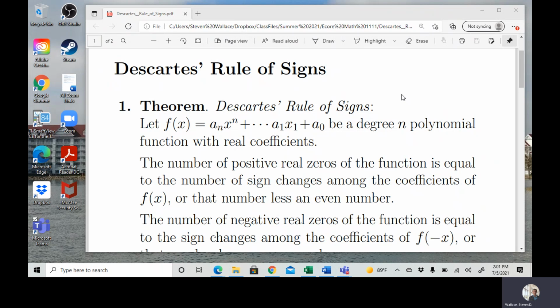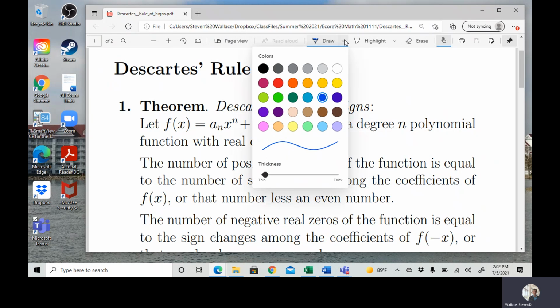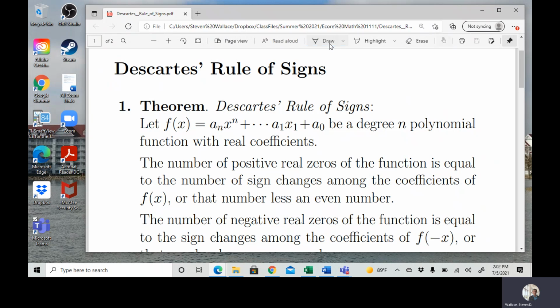So let me just read it to you, and then we'll do an example, and you can see why it's not too hard of a thing to implement. So the theorem is called Descartes' Rule of Signs. It says, let f of x be an n-degree polynomial with real coefficients given by a sub n minus 1, all the way down to a sub 1 and a sub 0. Okay, so those are all numbers. They could be 0, some of them, but they're all real numbers.